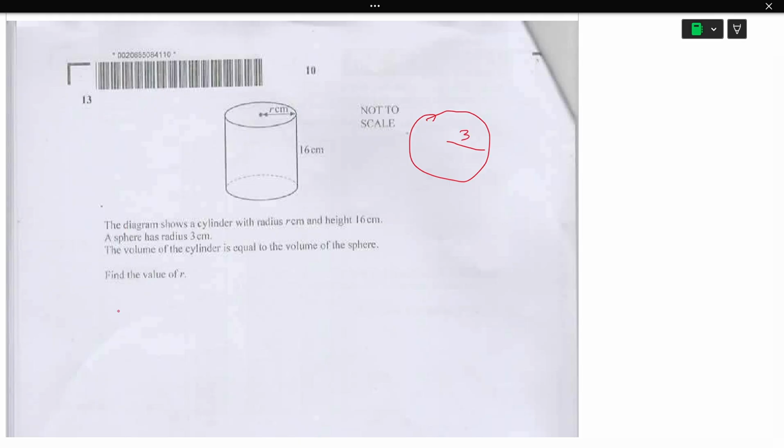First we go for the volume of the cylinder. Volume of cylinder is pi r square h. The formula will be given, so you can check the formula. Next, volume of sphere is 4 by 3 pi r cube. Both the volumes are equal, so we'll substitute now. Pi into radius r square times the height 16 equals 4 by 3 into pi into, the radius given for the sphere, 3 cube.